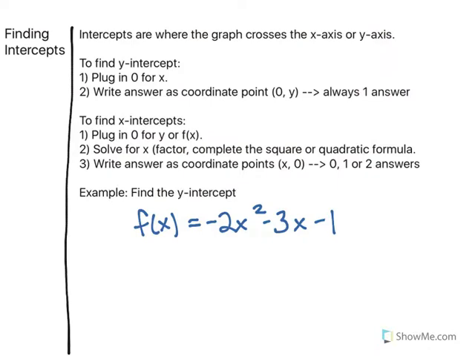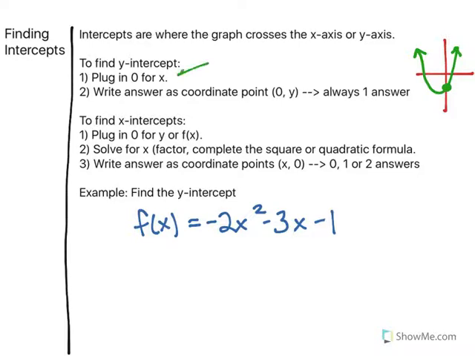Alright, and then at the beginning of this lesson I told you we're also going to be able to find our intercepts. Here we're going to just go ahead and use the regular quadratic form of this equation. The intercepts are where the graph crosses the x and y axis. So if you can imagine our graph right here, and we've got maybe our quadratic equation here. This would be our y-intercept, where the equation crosses the y-axis.